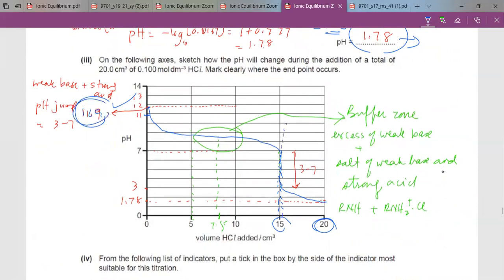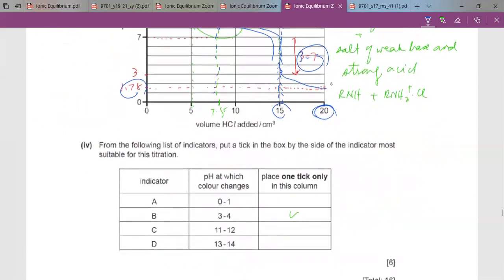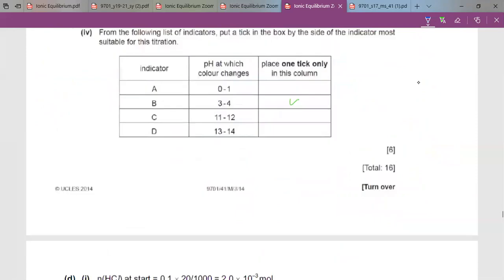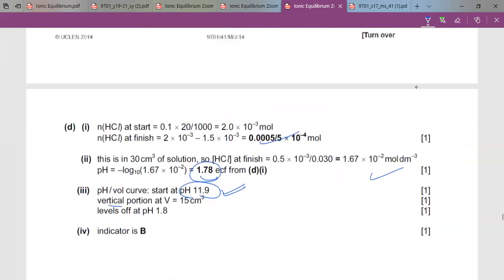Beginning one and the end one here, and the range is 3.7. Why? Because strong acid and weak base. Remember, here is ammonia, here's the buffer. So go down straight and then flattish, because at the halfway mark, 7.5 is the best. Then go down here, and the 3 to 7 here is the buffer zone. So start at 11.9, 15 is the vertical point, which is the end point, and end at 1.8.